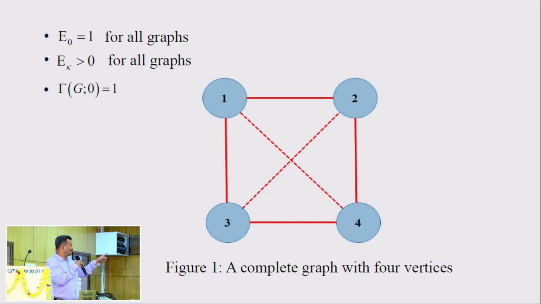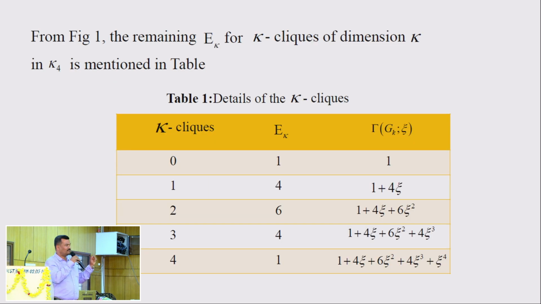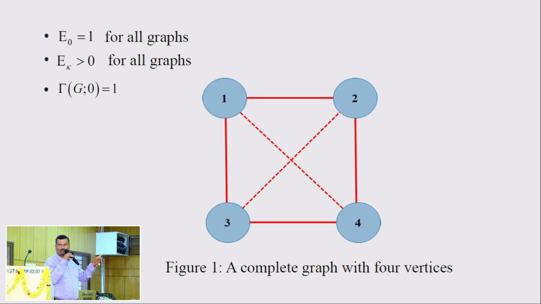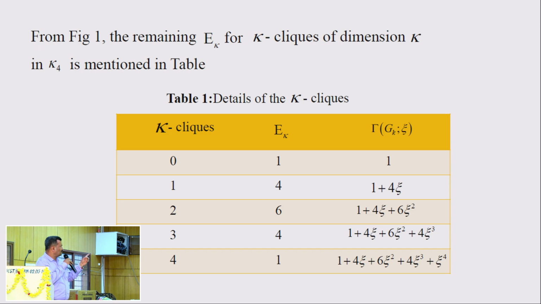You remember this graph? With 0 cliques, we have only 1 E k. With 1 clique, we have 4. With 1 clique means vertices 1, 2, 3, 4. Got my point? With 2 cliques means 1-3, 3-4, 4-2, 2-1, 1-4, 2-3. Got my point? Are you getting it? Okay, go to the next. With 2 cliques, we have 6. With 3 cliques, we have 4. And with 4 cliques, we have only 1: 1, 2, 3, 4, one complete graph.